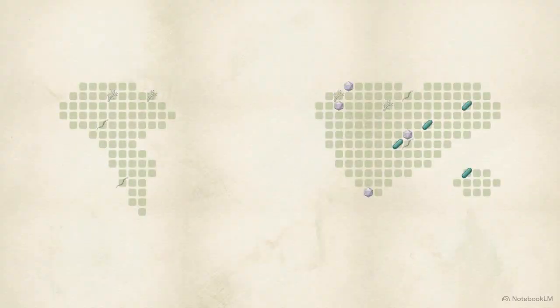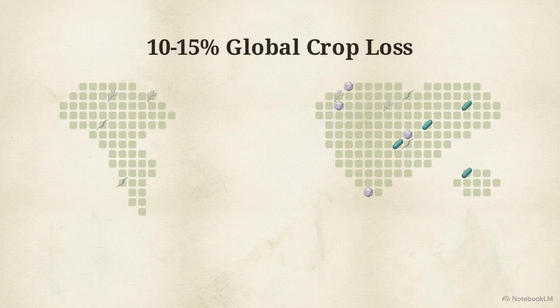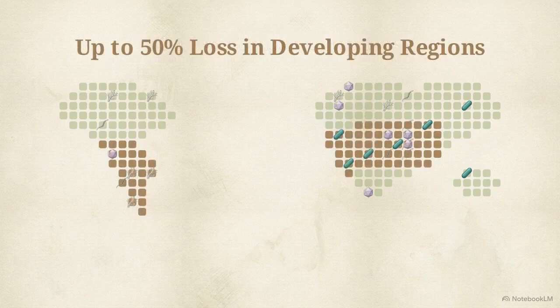This map shows the massive impact of these microscopic attackers. Every single year, plant diseases destroy an estimated 10 to 15% of all global crop production. The damage is not felt equally everywhere. In developing countries where farmers might have less access to modern tools and medicines, the devastation can be much worse, sometimes resulting in up to a 50% loss of their harvest.